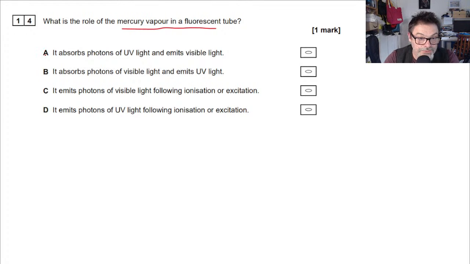So in other words, A is wrong because no, the mercury does not absorb photons, and so is B. But we then know that the mercury goes on to emit UV light. So it's not visible, and it is UV. Okay, so that's the answer to that one.